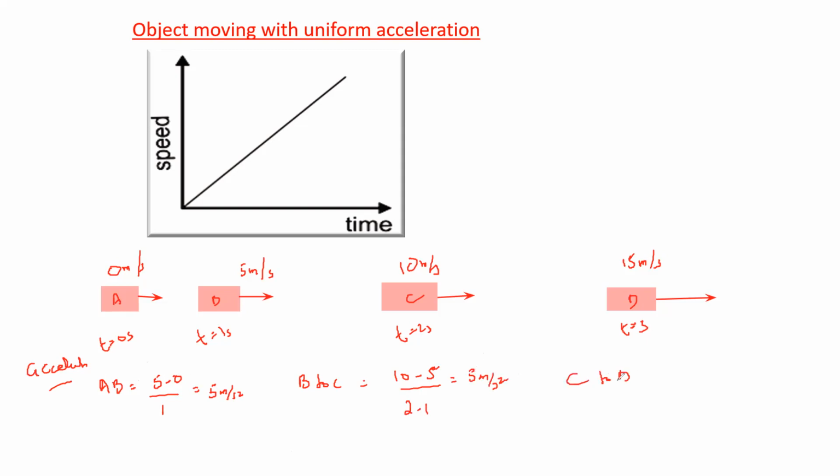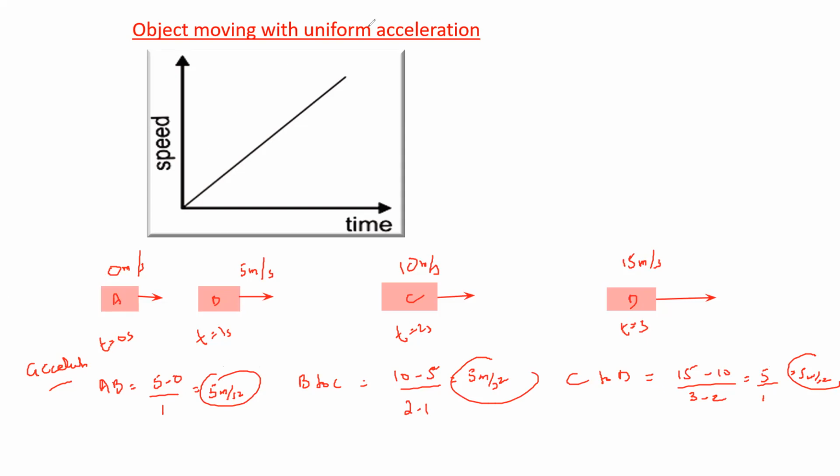And from C to D, the change in the velocity is 15 minus 10, and the time interval is 3 minus 2. So it will be 5 divided by 1, which is equal to 5 meters per second squared. So you can see the acceleration is the same for all the parts. There's a constant acceleration, but the speed is increasing.